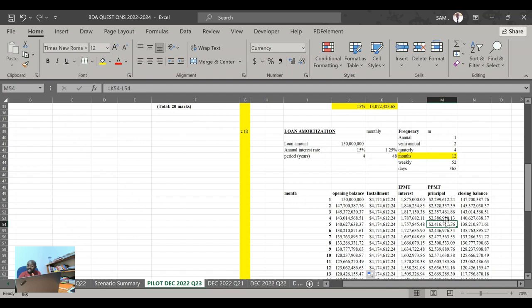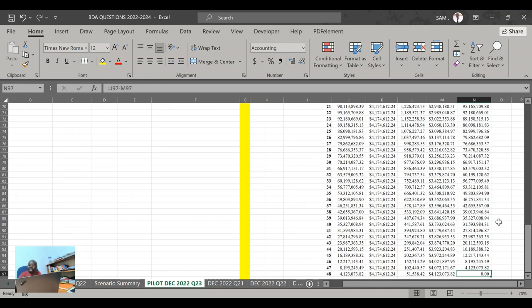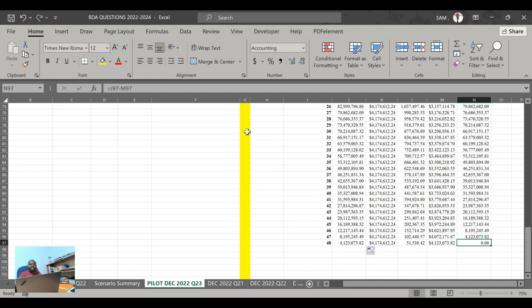Now, once you've done this, I can assure you your loan amortization schedule should be complete and your closing balance should be zero at the end of the 48th month. Can we check on that? Let's see if that is the case. And you can actually attest to it and see that the closing balance of the loan at the end of the 48th month is zero, meaning we have fully repaid back the loan. Are you able to see that?